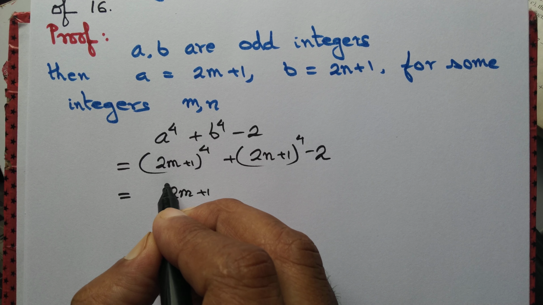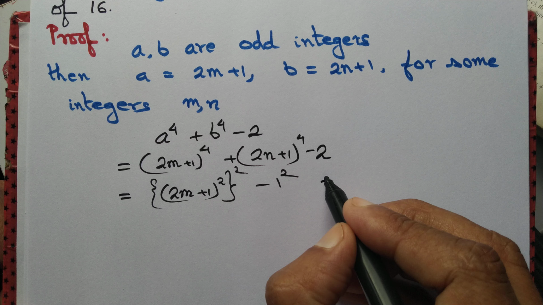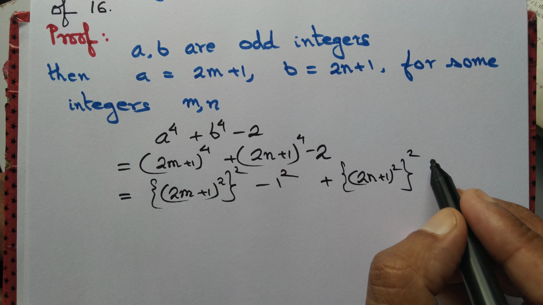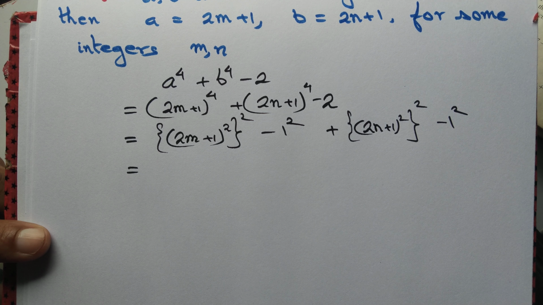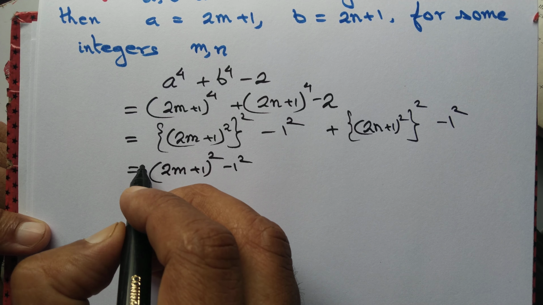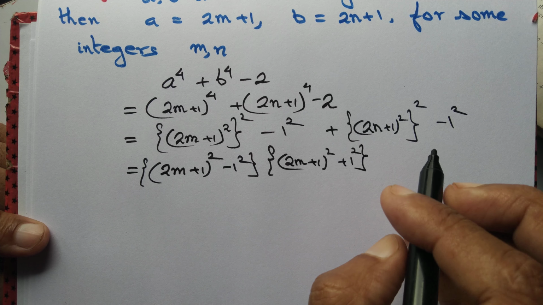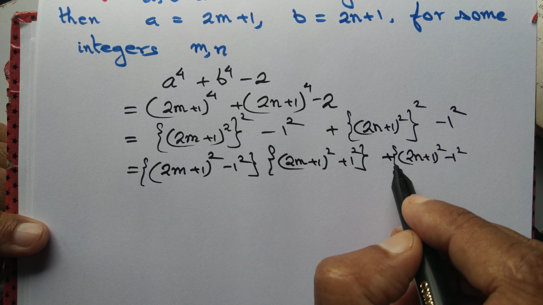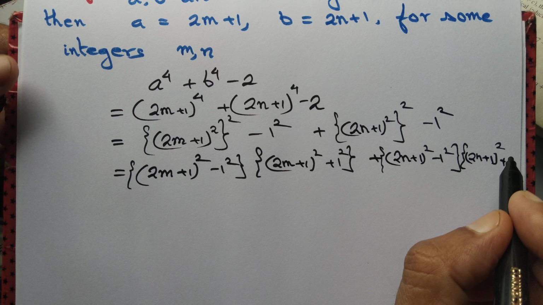So what we'll do is, we'll write this expression as ((2m plus 1) whole thing square) square minus 1 square, and then ((2n plus 1) whole thing square) square minus 1 square. Now we can apply the formula a square minus b square equal to a plus b times a minus b. So we'll obtain it as ((2m plus 1) square minus 1 square), that's a minus b, times ((2m plus 1) square plus 1 square). Similarly, this can be written as ((2n plus 1) square minus 1 square) and then ((2n plus 1) square plus 1 square). 1 square is just 1.